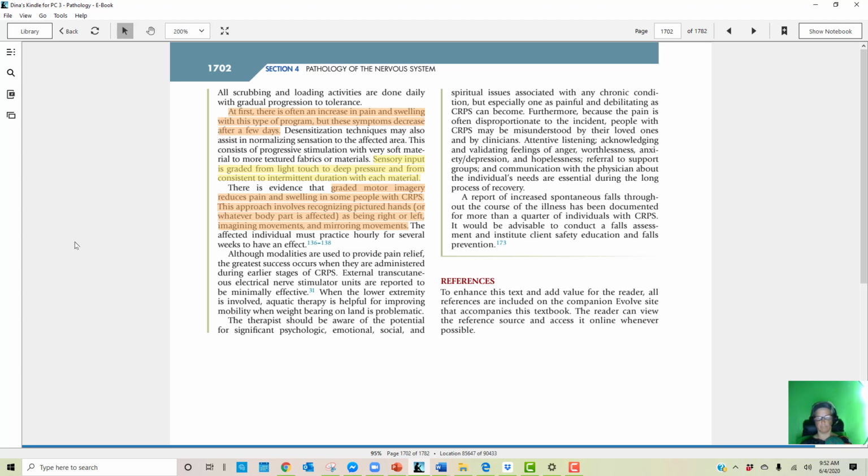A report of increased spontaneous falls throughout the course of the illness has been documented for more than a quarter of individuals with CRPS. It would be advisable to conduct a falls assessment and institute client safety education and falls prevention.